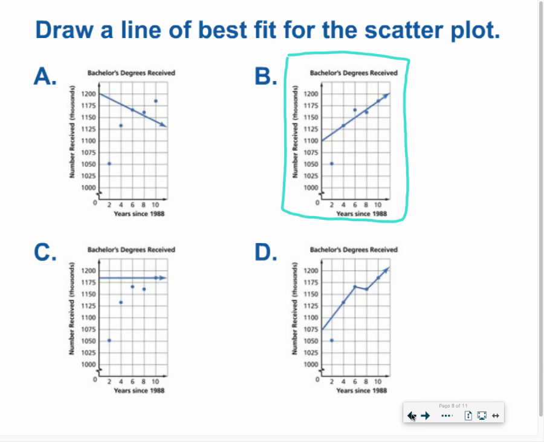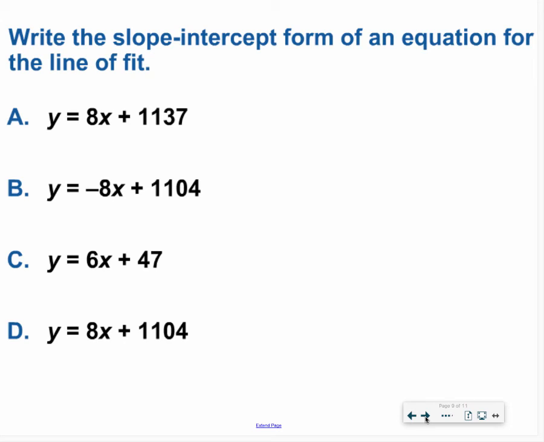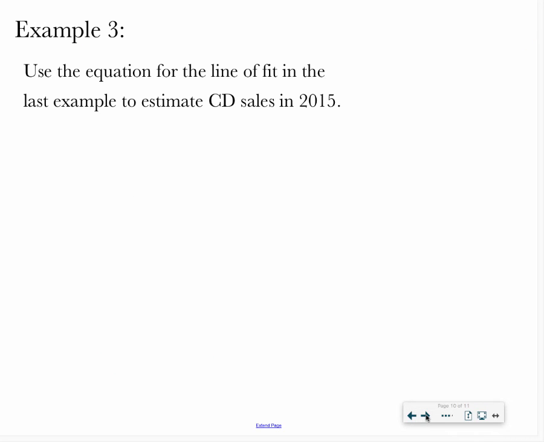Using the graph on this last one, along with these points from that first problem, write the slope-intercept form of an equation for the line of best fit. Hopefully you got y equals 8x plus 1,104. Alright, our last example. Use the equation for the line of fit in the last example to estimate CD sales in 2015. So, if we look, our equation was y equals negative 539x plus 13,215.